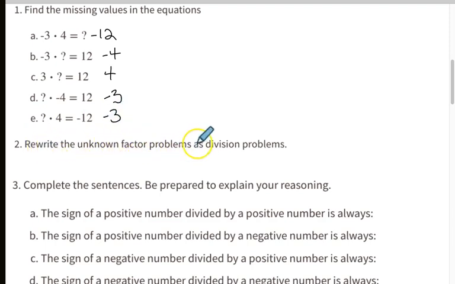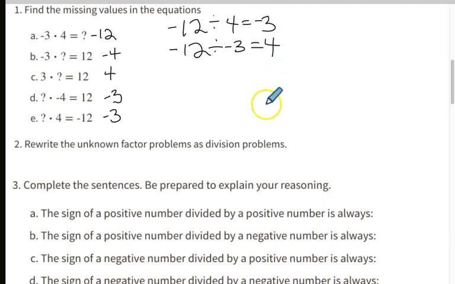We write the unknown factor problems as division. So all you would do is take these problems and go the opposite way. So this would be negative 12 divided by 4 is negative 3, or you could have done negative 12 divided by negative 3 is a positive 4. Either way, this could have been your answer for number 1, or A. And you would do the same thing for each one.